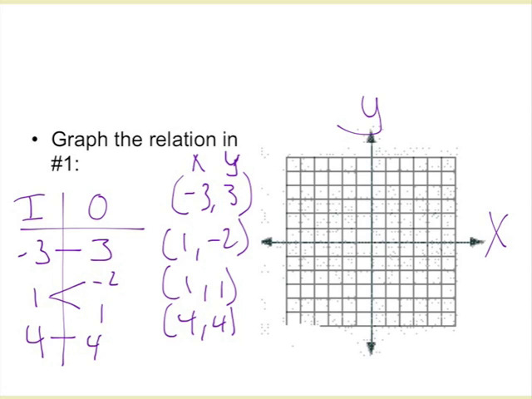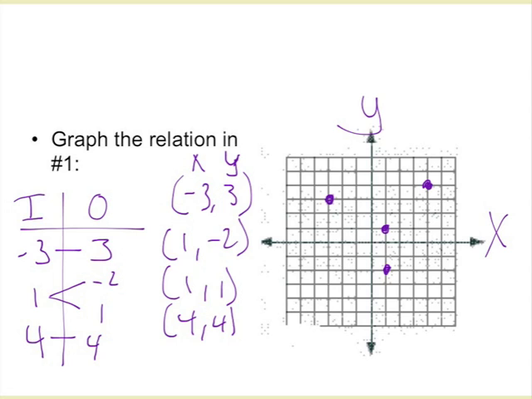So for (-3, 3), I'm going to go back 3 spaces and up 3 spaces. (1, -2) would be over 1 space, down 2 spaces. (1, 1) would be over 1 space, up 1 space. And over 4, up 4.